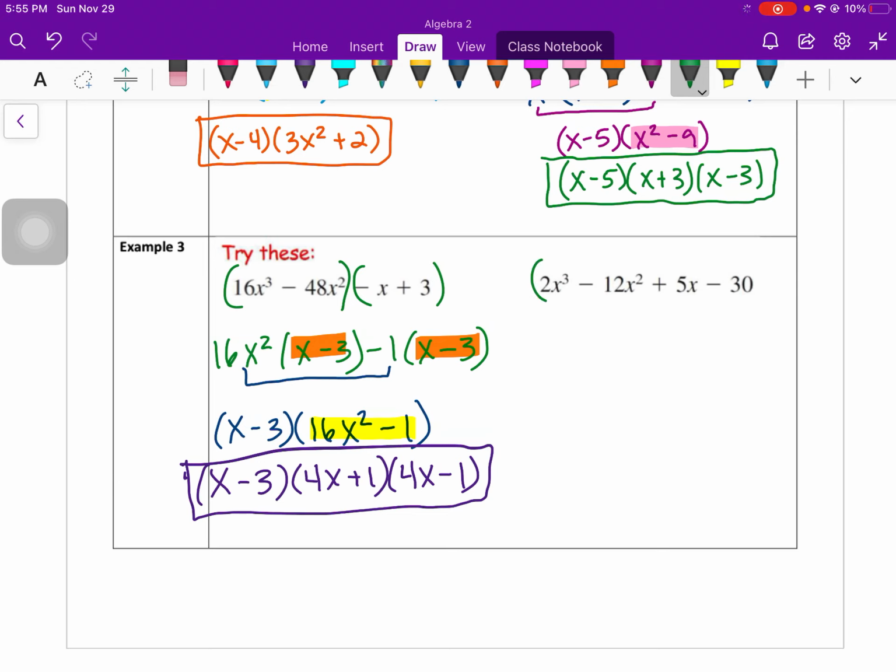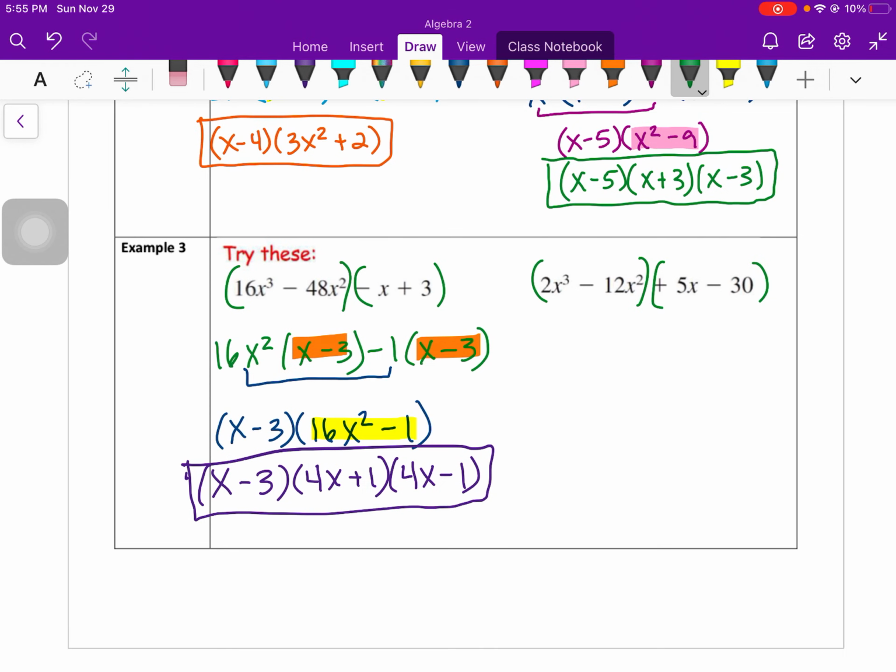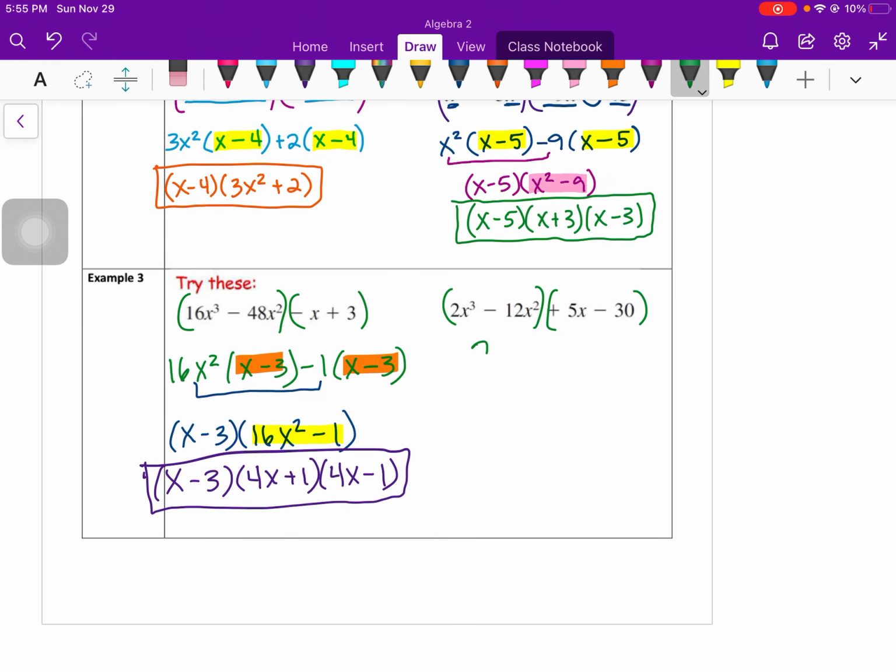And the last example I've got for you, we're going to group these, group those, and pull out the greatest common factor. So I've got 2x cubed minus 12x squared. Again, I can take out a 2x squared, and I'm left with an x. 2 times 6 gives me 12, so I get a minus 6. And then my second one, I've got 5x minus 30. It looks like I can take out a 5 out of that, so a plus 5, and I'm left with an x. And 6 times 5 gives me 30, so x minus 6.